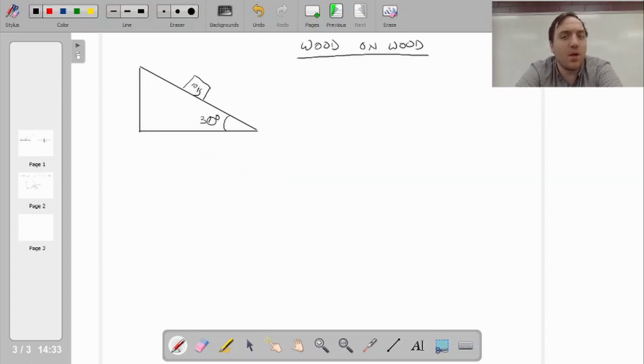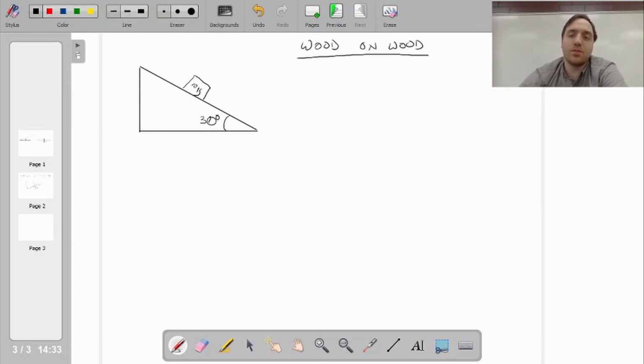I have a 10 kilogram block of wood that I place on a wooden ramp, wood on wood. If the ramp's inclined 30 degrees, does the block move or does it stand still? Effectively what I'm asking is, does the force pulling it down the ramp, gravity in this case, exceed the maximum static frictional force? Let's go ahead and break this down.